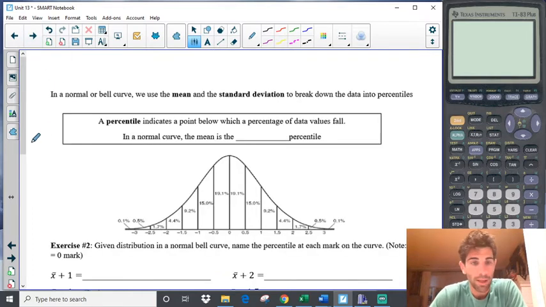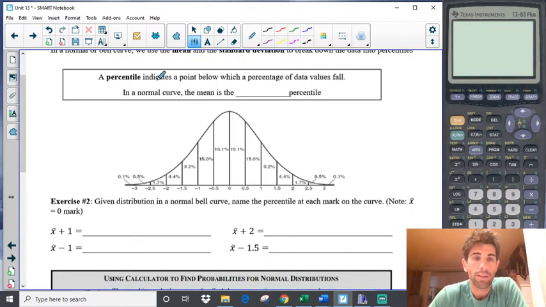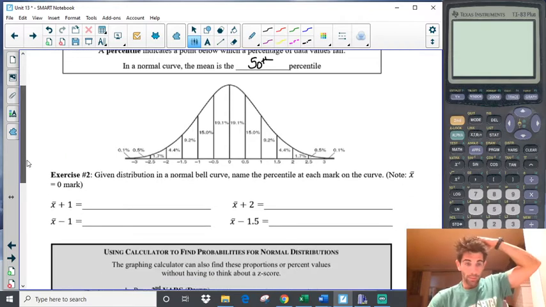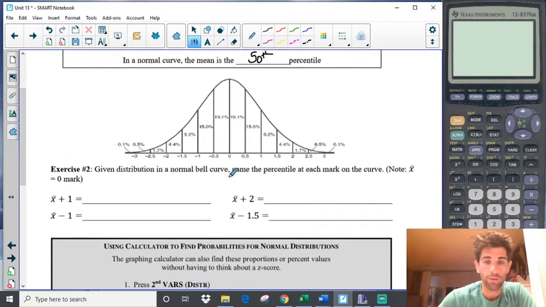Here we go again, looking at it again, we talked about it before. A percentile indicates a point below which a percentage of data values fall. In a normal curve, the mean is the 50th percentile. So there's your mean right there. It's in your center. That's going to represent 50%. Now, if I'm given this bell curve here, name the percentile at each mark of the curve, where x bar is the mean and represents the 0 mark. So right here, that's going to represent 50%.